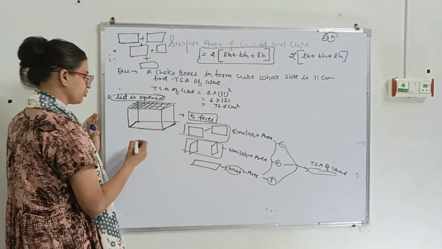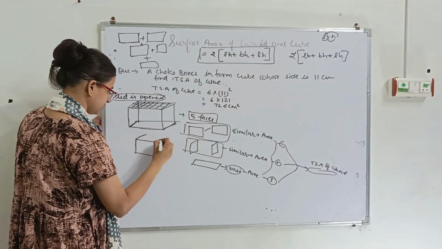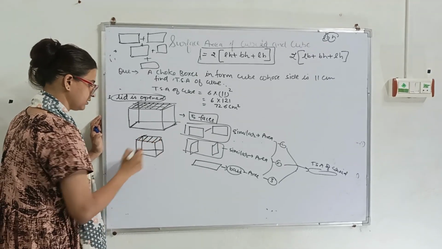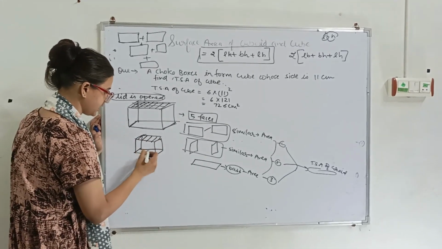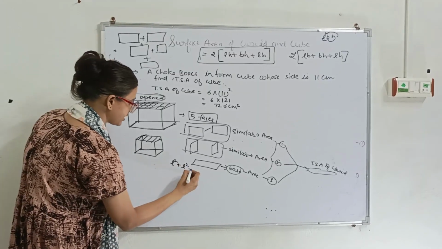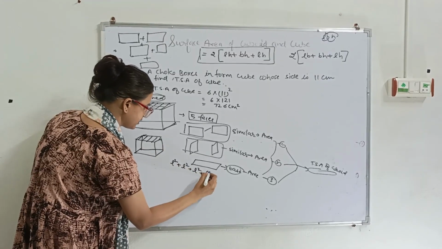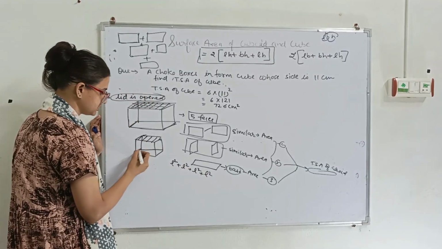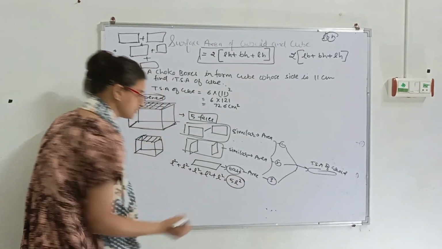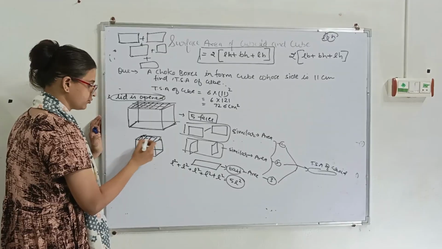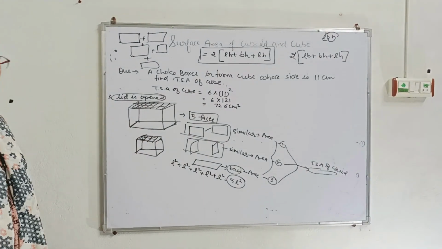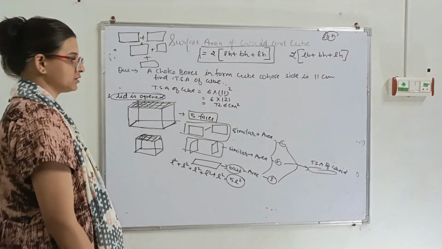Okay, similarly in the cube, if the lid is open, there are also 5 faces. Suppose this has area L square, and behind it also L square, and this is also L square, and this is also L square, because this is in square form. The base is also in square form, so this is 5L square, because the top is open, so we don't find the area of this face. So questions like this are given in books. Okay, now thank you.